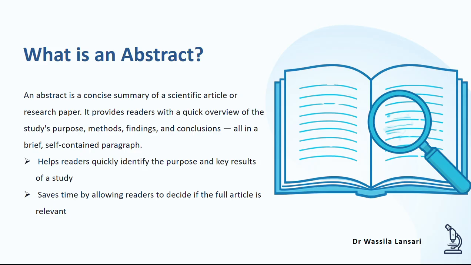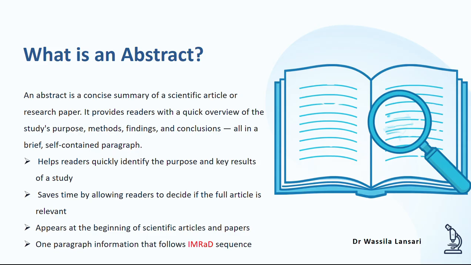It saves time by allowing readers to decide if the full article is relevant. It appears at the beginning of a scientific article or paper, in one paragraph, with information that follows the IMRAD sequence. So what is meant by the IMRAD sequence?